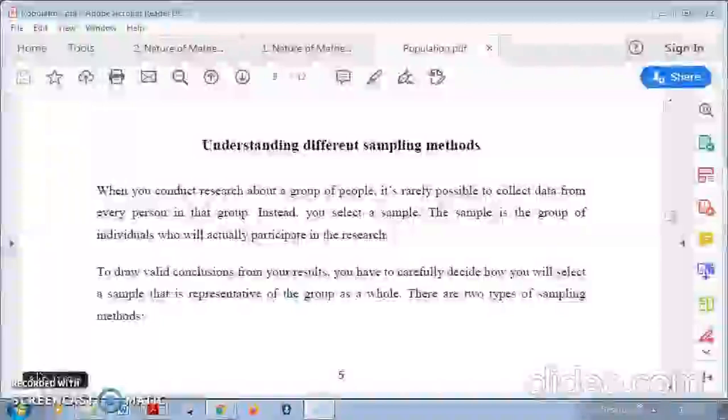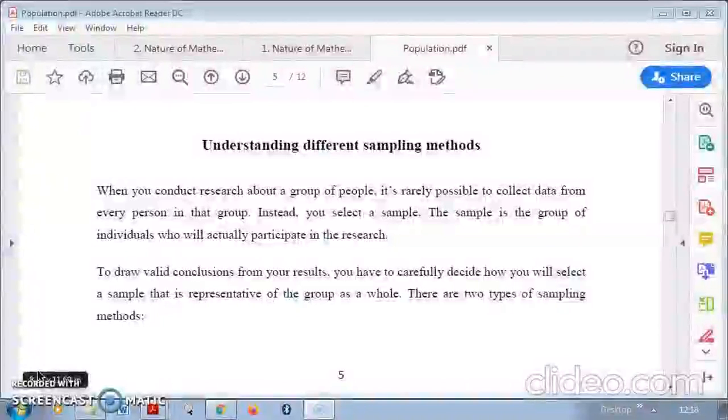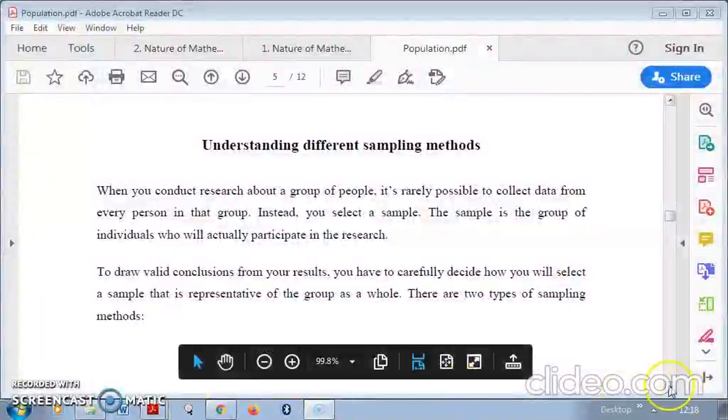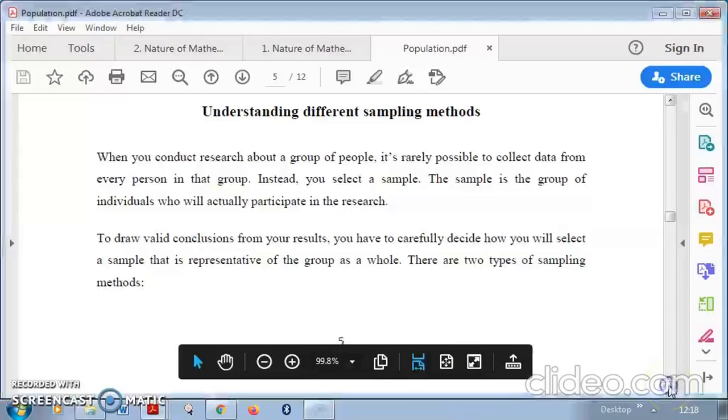Hi students, today we are going to learn about understanding different sampling methods. We just discussed something about sampling methods in the previous lesson. Today we'll see there are different sampling methods.